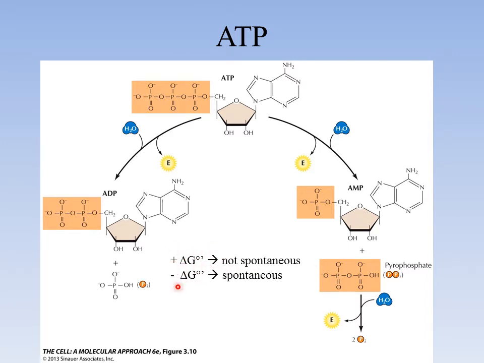So if you have a positive delta G, that means that you have to input energy in order for the reaction to occur, which means that the final products of the reaction are going to have more energy in their bonds than the reactants that produce those products. And negative delta G is exactly the opposite. If you have a negative delta G, that's a spontaneous reaction that will occur naturally in the cell.